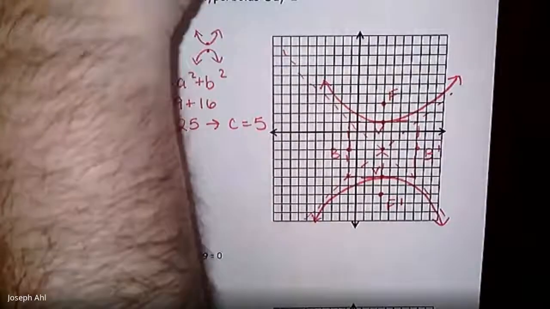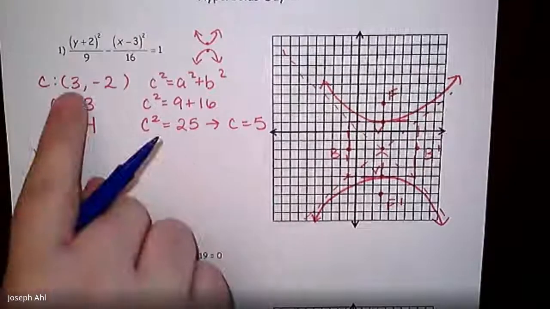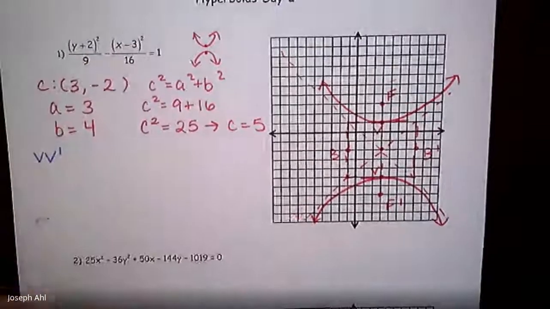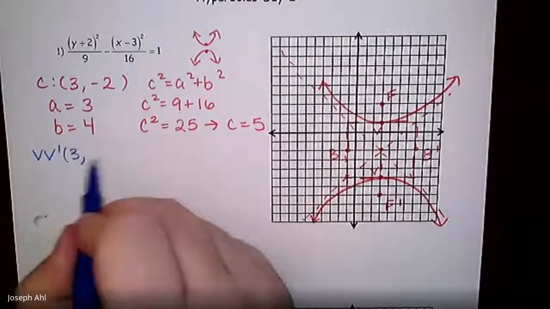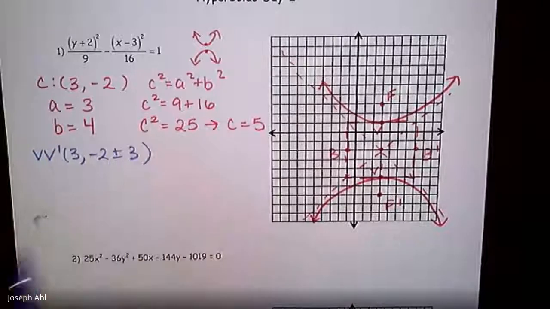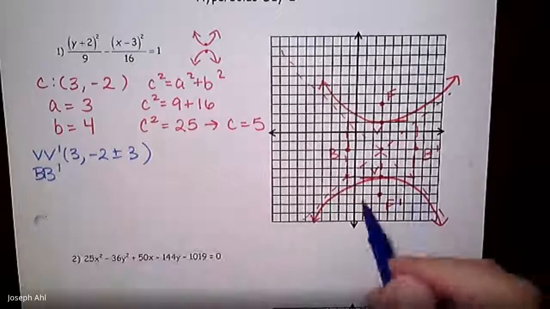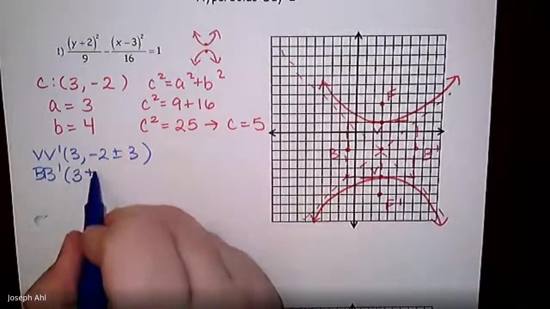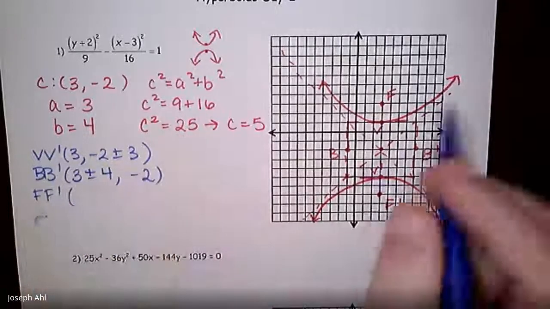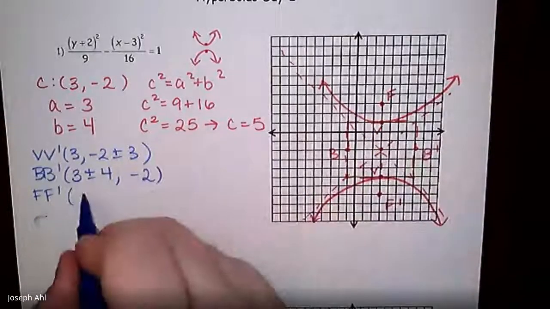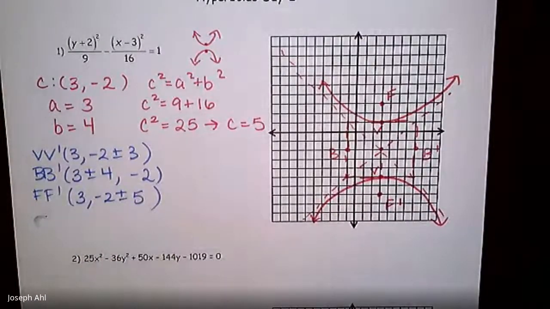So then from there, the only other thing that we have to do is list some of the important coordinates. So based on the fact that everything's centralized at 3, -2, we went up and down 3 to get to the vertices. So that's going to be 3, -2 plus or minus 3. To get to the ends of the conjugate axis, we went left and right 4. So to 3, we're going to add and subtract 4, keep the y value -2. F and f prime went up and down 5. So that's going to be 3, -2 plus or minus 5.